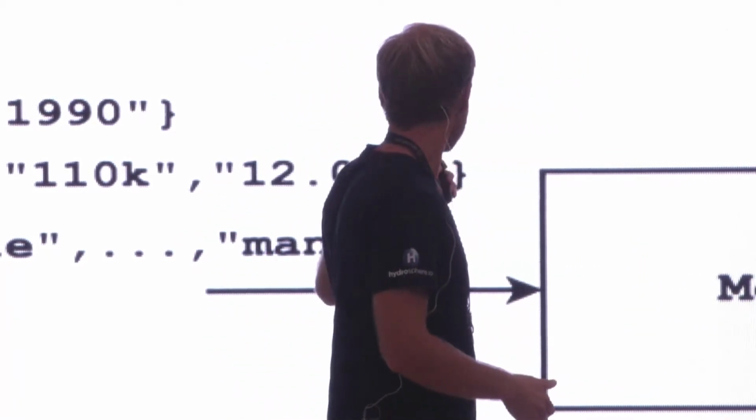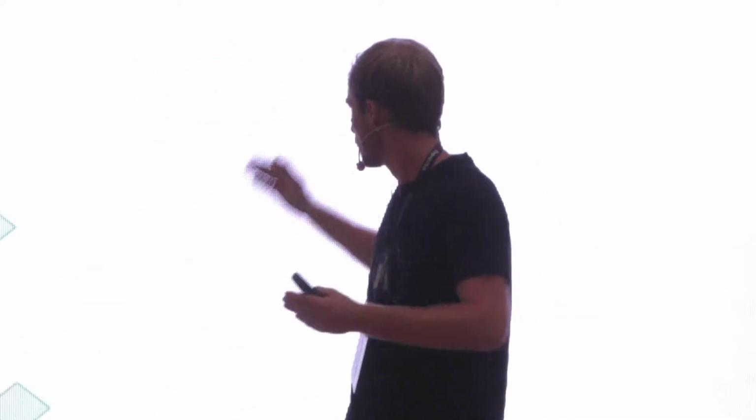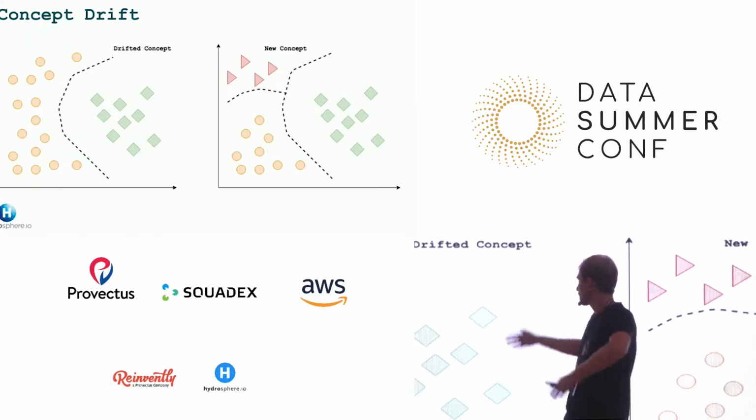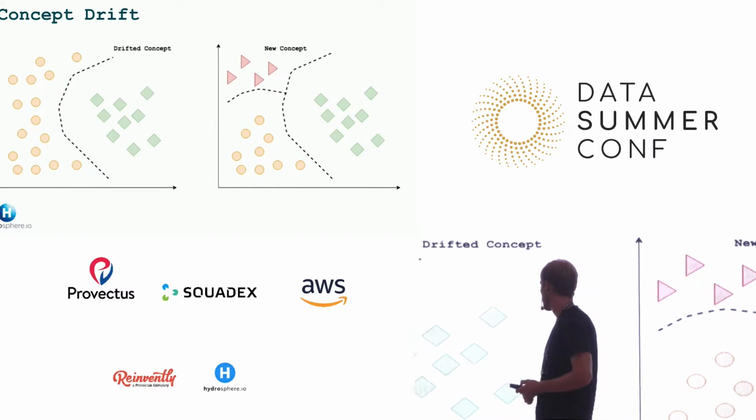But let's move further. What else might happen in production? It's so-called concept drift. So you trained your model on an original concept, and in this case, it's just a simple classifier that classifies one thing from another. And in production, you might have something different. It's a drifted concept or a newly emerged concept here. I guess visually, intuitively, it's pretty clear what may go wrong here.